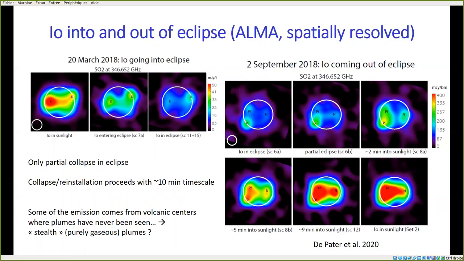And here you see the reverse phenomenon for Io going out of eclipse, where in eclipse, the emission of SO2 is restricted to volcanic centers, and then on a time scale of about 10 minutes or so, the sublimation atmosphere is being reinstalled. So this is very interesting, and it shows that Io has a sublimation component that varies during eclipse.